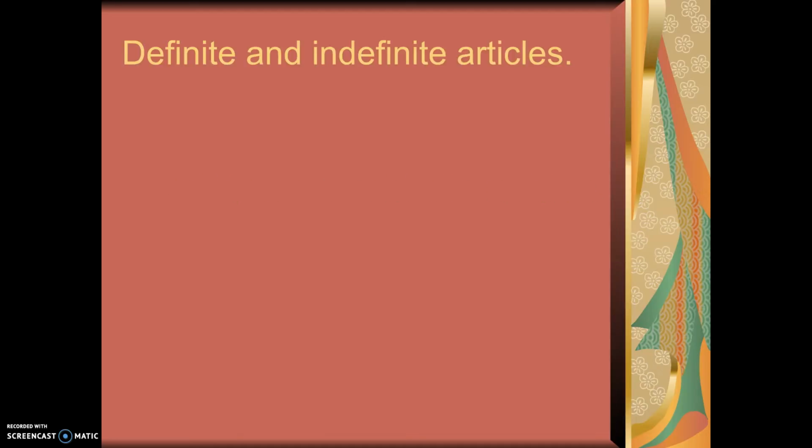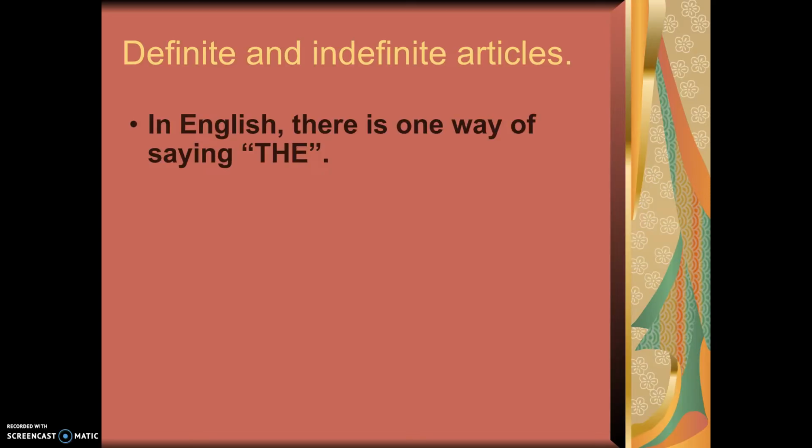Okay, so when we talk about definite and indefinite articles, I'm going to start off with the definite articles. In English, there's only one way of saying the. That is the definite article. So the definition of a definite article is the, and in English, there's only one way of saying the, and this is the book, the woman, the men, the girls.